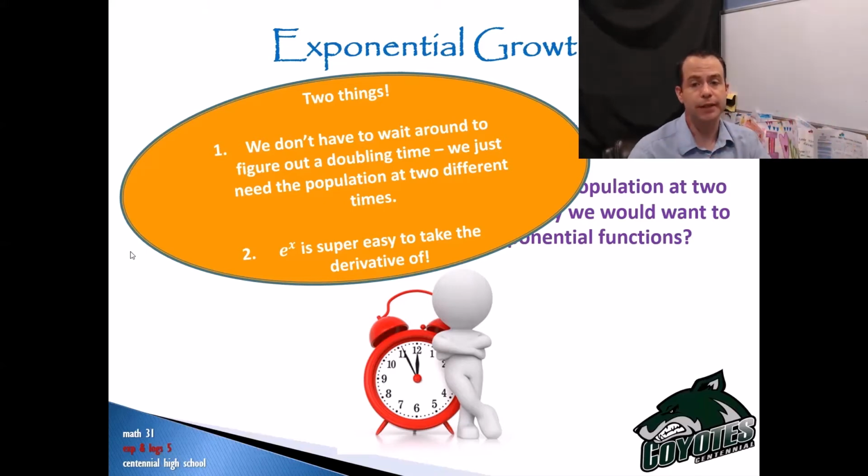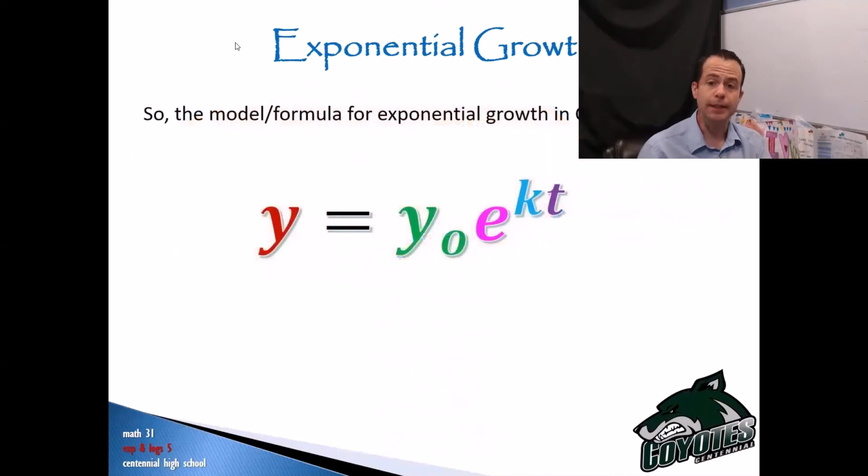The other reason I use e is because it's super easy to take the derivative of. Remember, the derivative of e to the x is e to the x, right? So it makes my math a little bit easier. And so what we're going to do is change that formula that we chatted about in 30-1, and turn it into this guy. So y equals y subscript 0, so that's my initial population, times e to the k times t. Okay, e to the k times t.